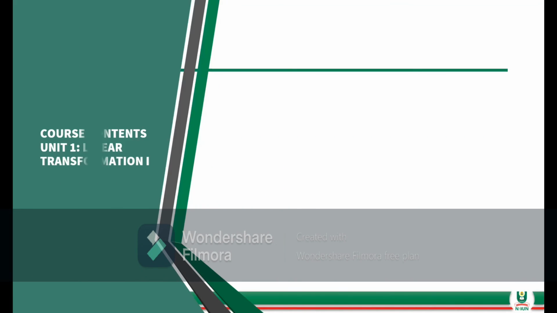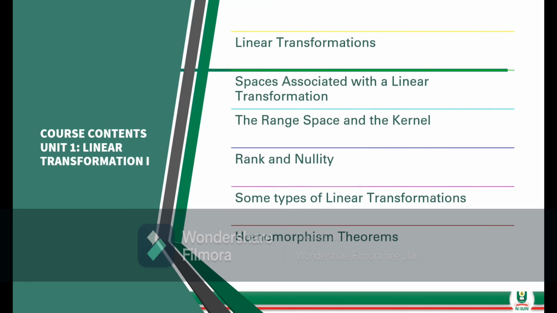So we have the course content for Unit 1. The course content for Unit 1 will be talking about transformation, linear transformation, spaces associated with a linear transformation, the range space and the kernel, rank and nullity, some types of linear transformation, then the homomorphism theorem.